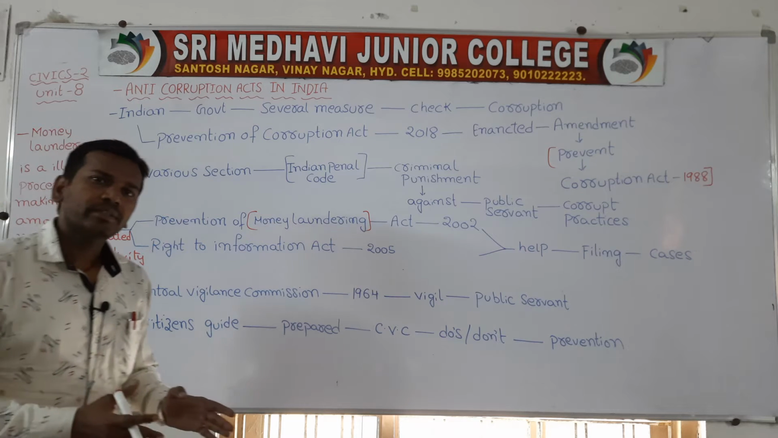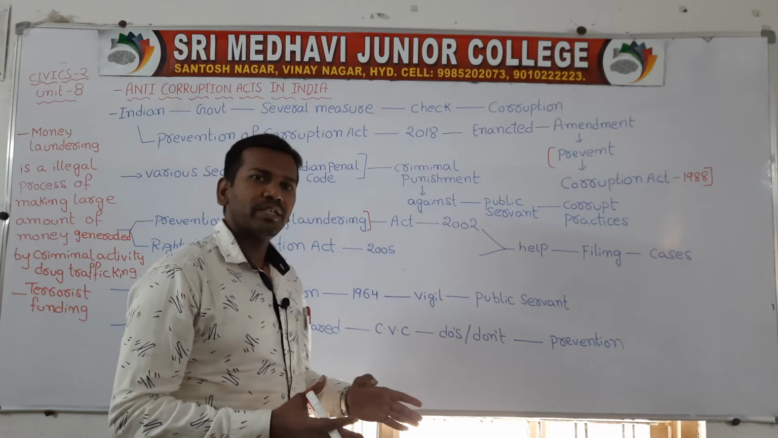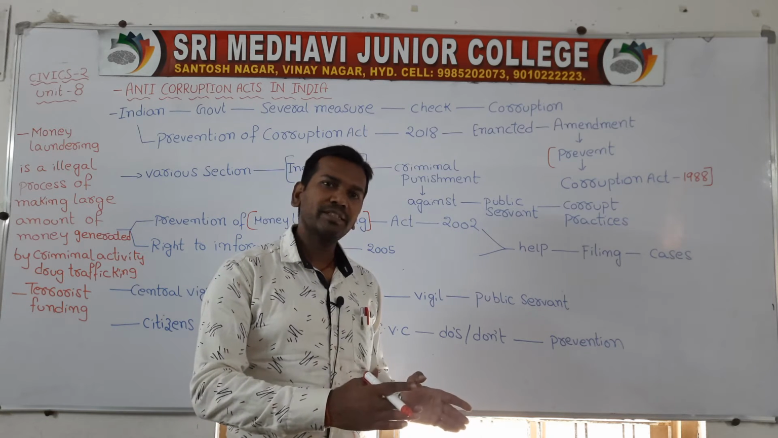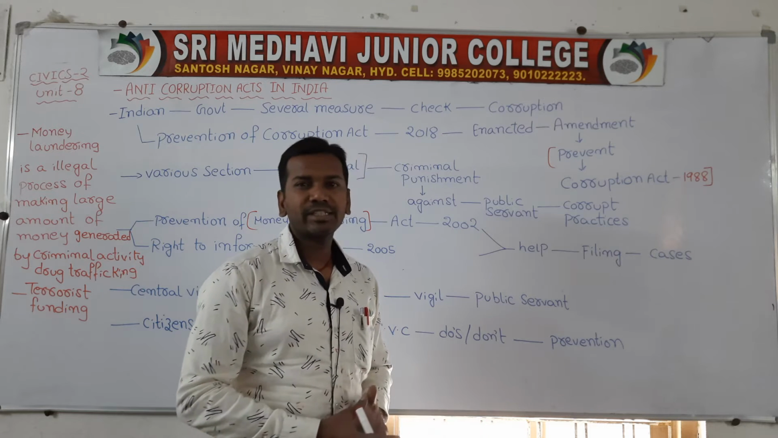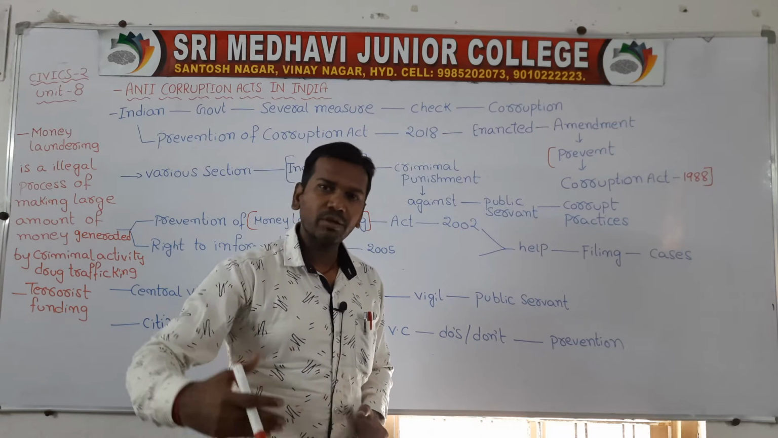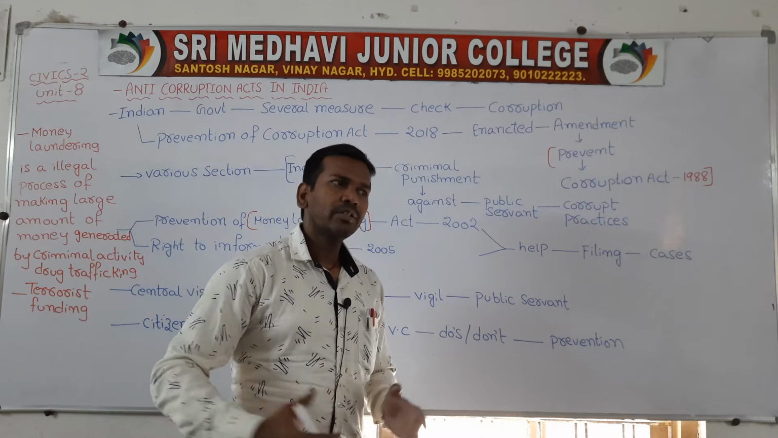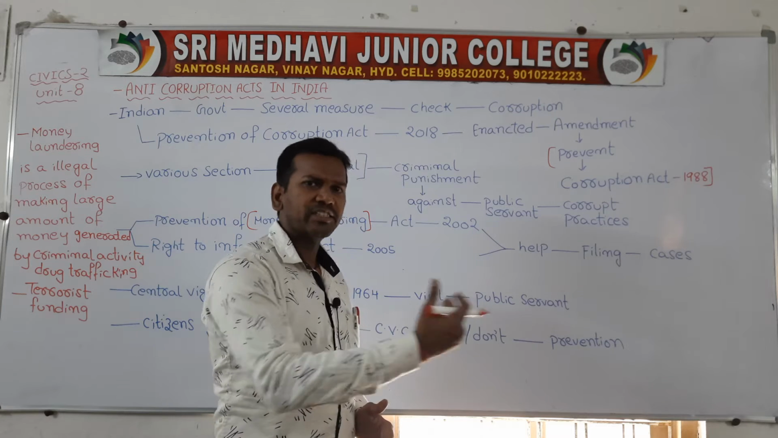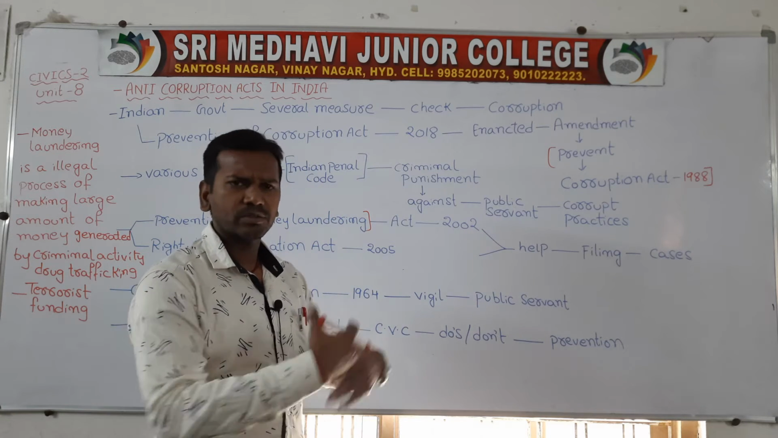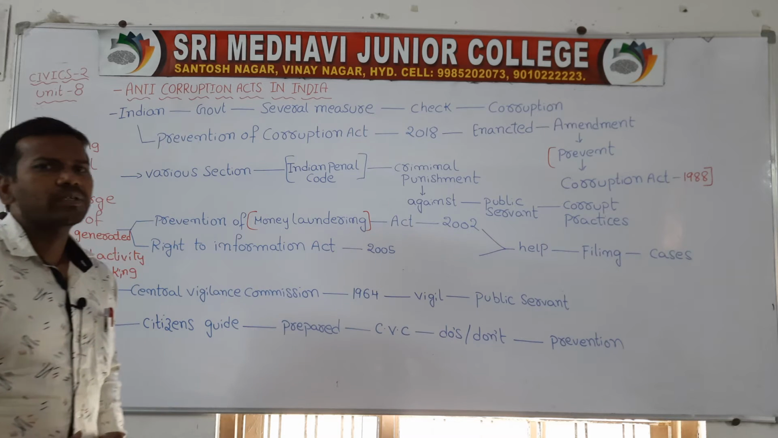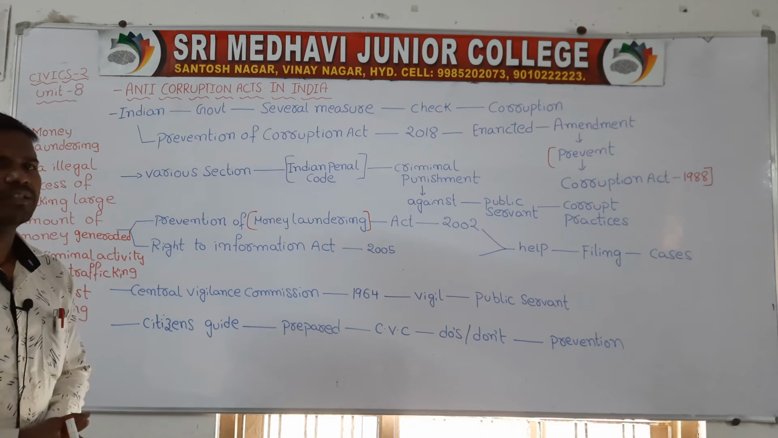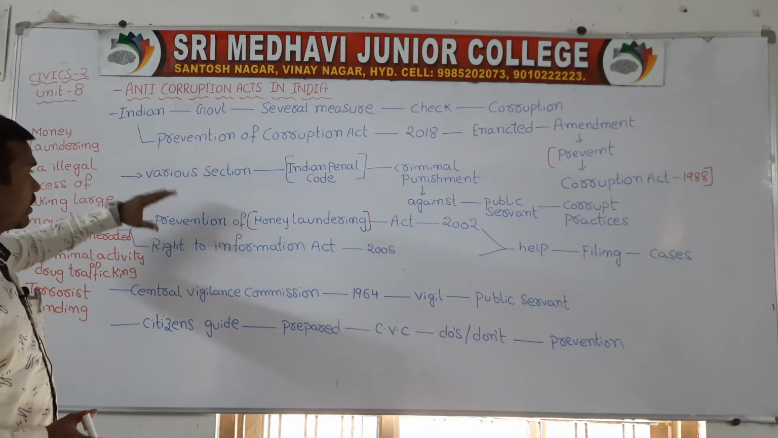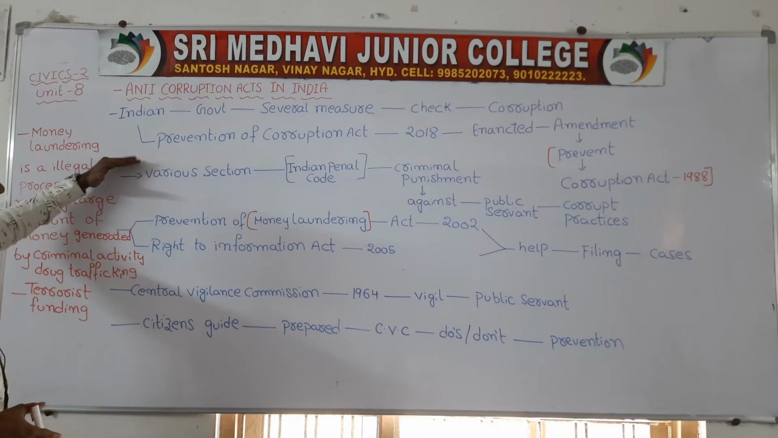Officers working at the government level already have different kinds of facilities. Even after getting those facilities, if they depend on corruption, that comes under a complete crime. When the government is already paying them a salary, they should not ask the public for any illegal payment in the form of corruption. That is why, to control corruption, the government started an act called the Anti-Corruption Act 2018.